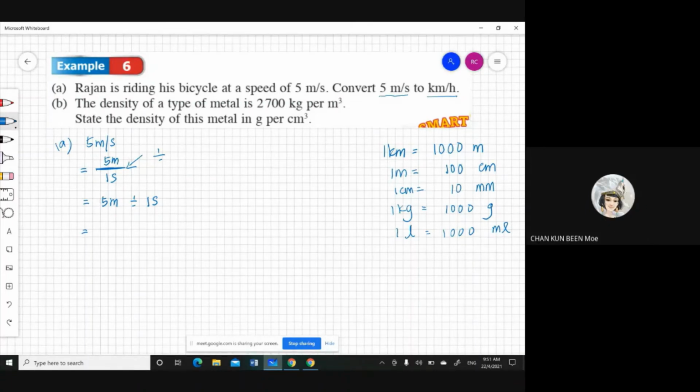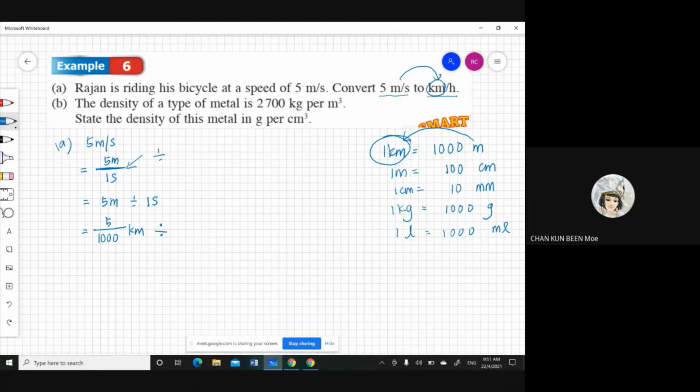Okay, so over here we have 5 meters. We need to convert it to kilometer. So you can see from meter to kilometer, what do you need to do? Multiply or divide? Divide. Yes, correct. So it will be 5 divided by 1,000. So once you divide by 1,000, it turns into kilometer already. So you can write like this. Okay, the divide, you continue, just write down divide.